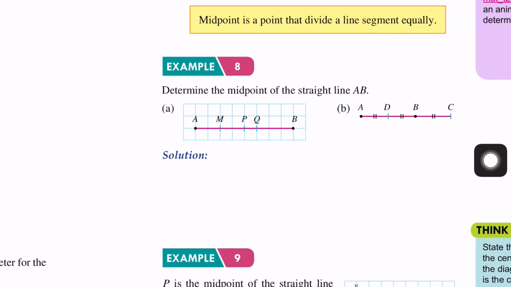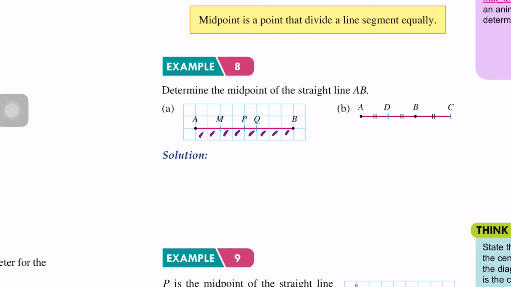We have from point A to point B. Now let's calculate how many units are there. We have 1, 2, 3, 4, 5, 6, 7, 8. There are 8 boxes between A and B.